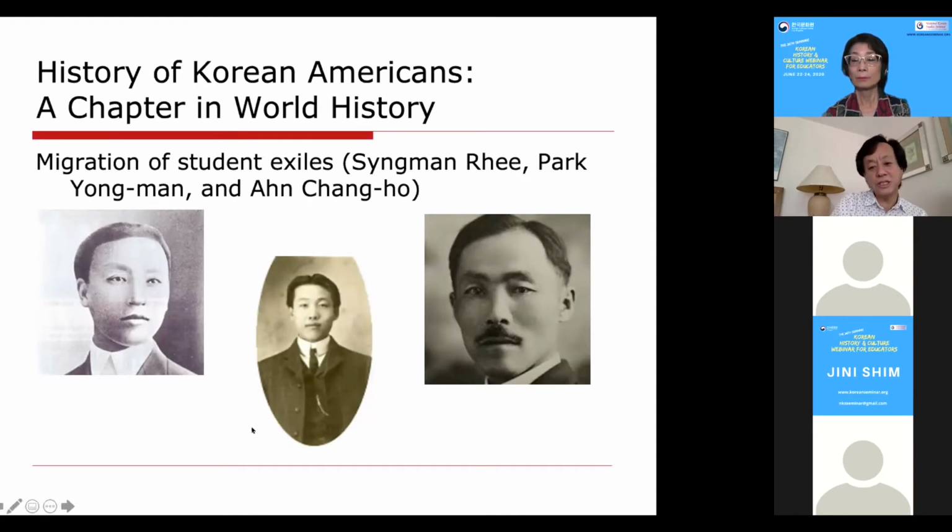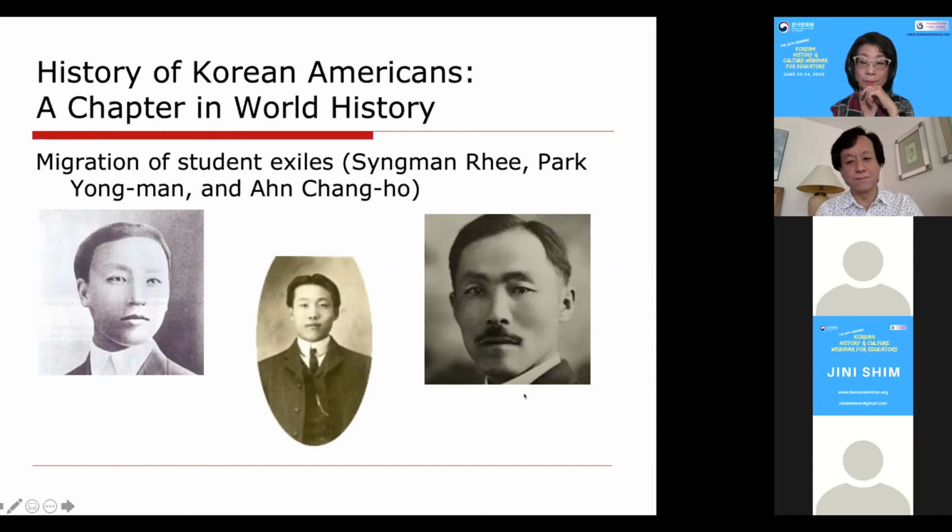The other person here is Park Young-man, and he was a young man who thought that Koreans should not rely on the United States, that they should fight and win the independence on their own, right? Because he felt that if other powers won their independence for them, there would be a political cost to be paid later on, right?